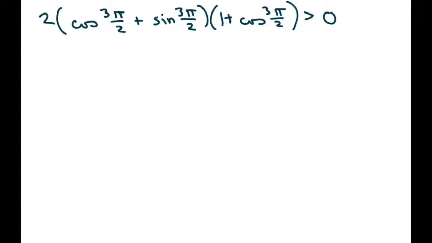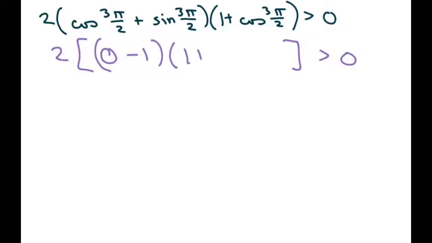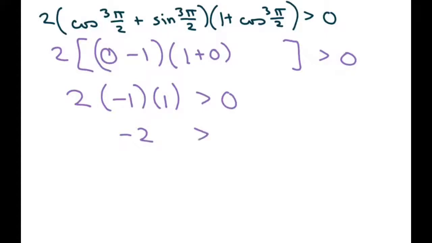Okay, the next one is this one. We have cosine of 3 pi over 2. So let's just leave the 2 on the outside for a while. We just want to see if this is positive. Whatever value here, is it positive? So cosine of 3 pi over 2 is 0. And sine of 3 pi over 2 is negative 1. And then we have 1 plus 0. So basically we have 2 times negative 1 times 1. And this equals negative 2, or we know it's negative. Negative 2 is not positive. So this is false.